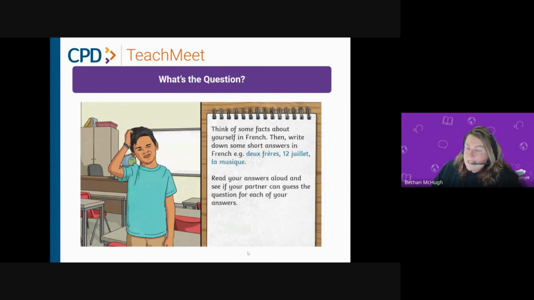So, some other ideas for great starters or plenaries. Think about some things about yourself in French. You could do this about yourself as a teacher. You could put these on the board and children then have to guess the questions, or they can do this in pairs. Quite a nice one.